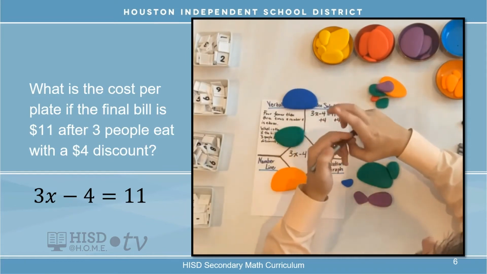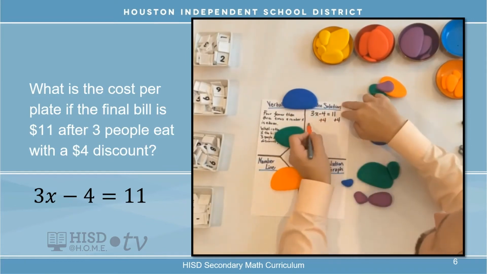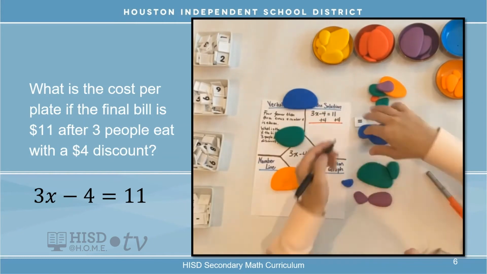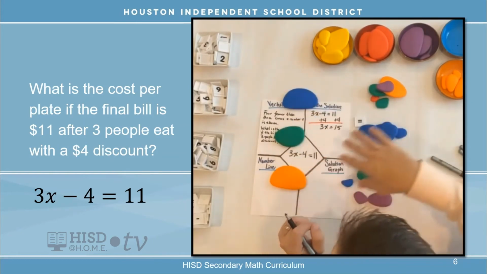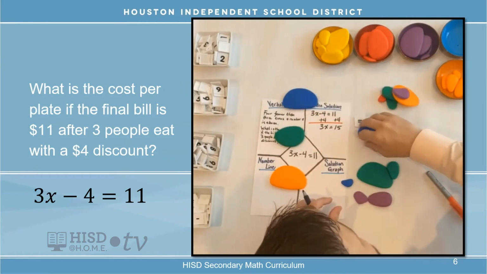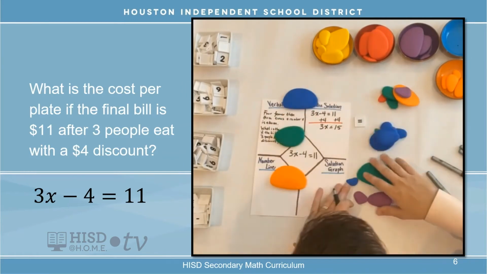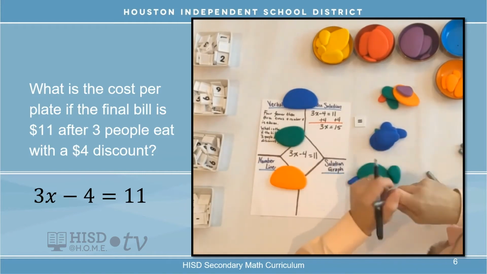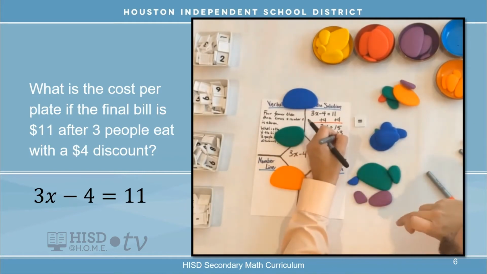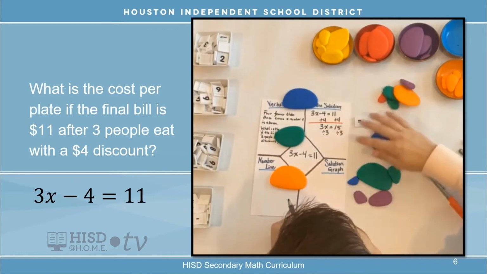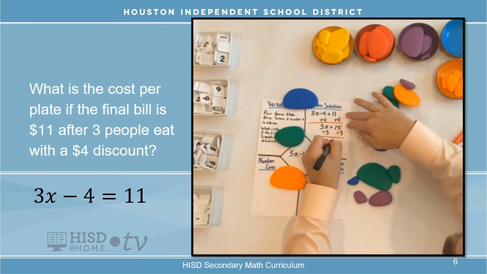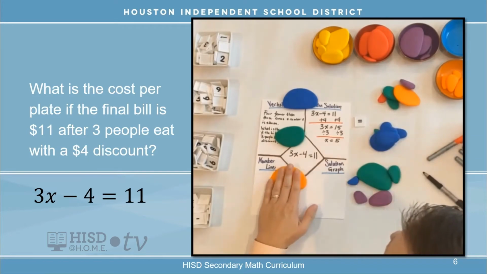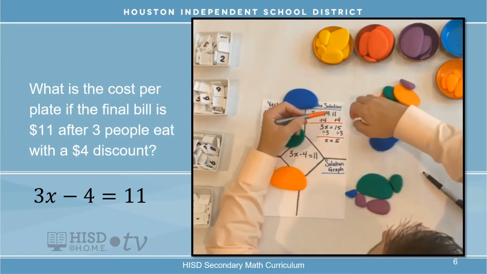So I'm going to make my notes that I first added 4 to each side, and then I separated or divided the 3 x's into 3 equal groupings. So 15 stones divided by 3 groupings gives me that x equals 5, or 1 stone is worth 5.